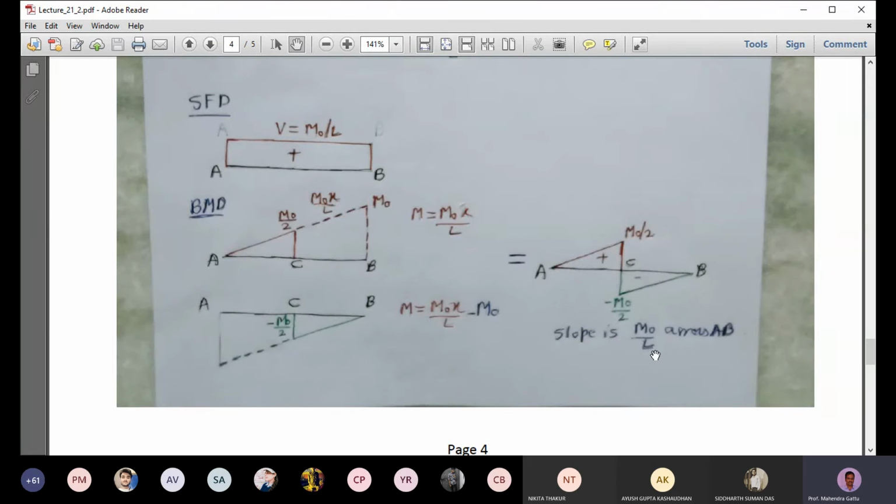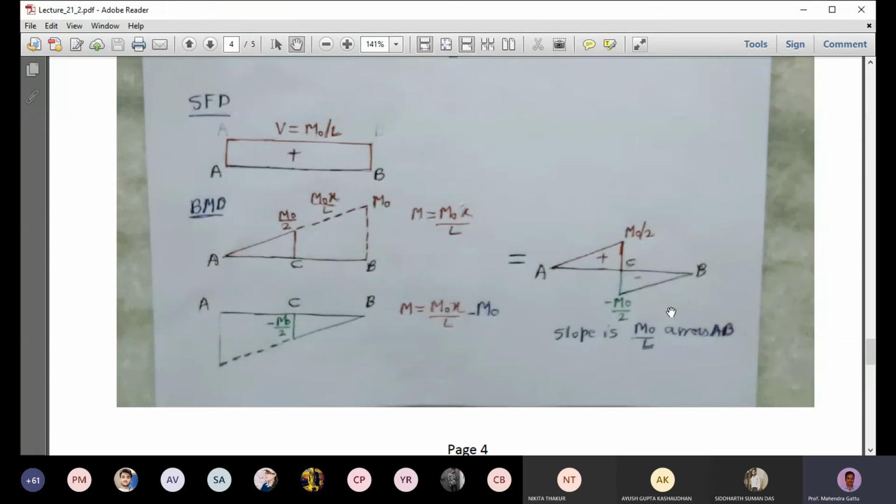It is M0 by L throughout this line AB, and this is consistent with our shear force. The shear force is constant between A to B. So the slope of the bending moment diagram will be equal to the shear force. So it is the same between A to B. It is equal to M0 by L.